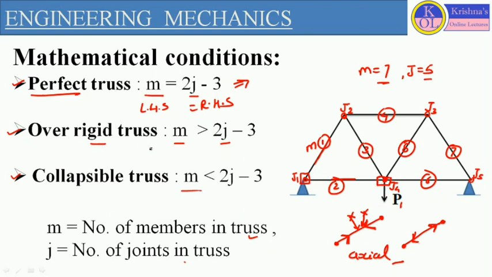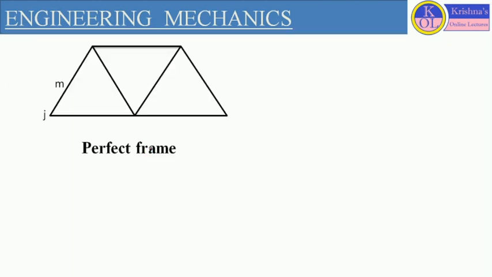Now let's discuss the mathematical condition. After that I will discuss this external loading and the axial loading over the member. If we define a perfect truss, here we have this diagram representing a perfect frame. We need to find out whether this particular frame is a perfect frame or not. So we will apply the equation m equals 2j minus 3, where m is the number of members and j is the number of joints.